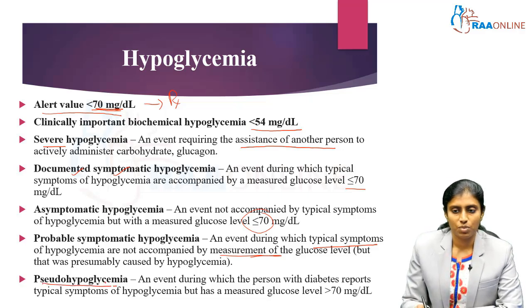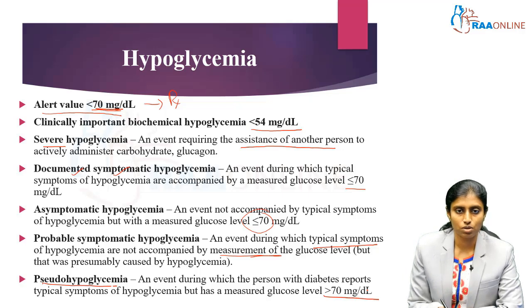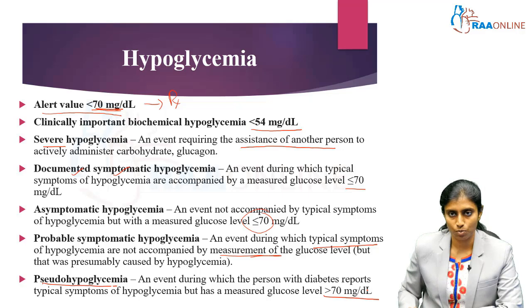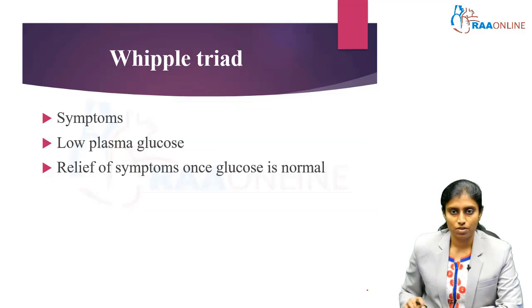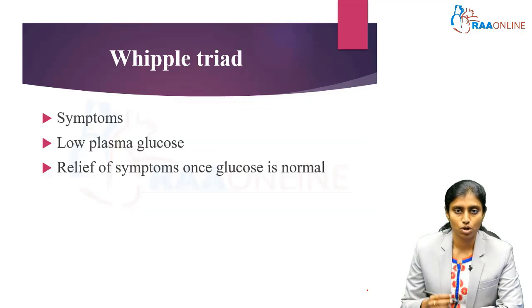Pseudo-hypoglycemia: patients with diabetes report typical symptoms. I am having sweating, palpitation, I am feeling very giddy, drowsy, everything they tell you. But if you measure a capillary blood glucose or take a blood sample and run it for glucose levels, it turns out to be more than 70 mg per deciliter. So there is actually no hypoglycemia that has to be treated in the patient. That is called pseudo-hypoglycemia.